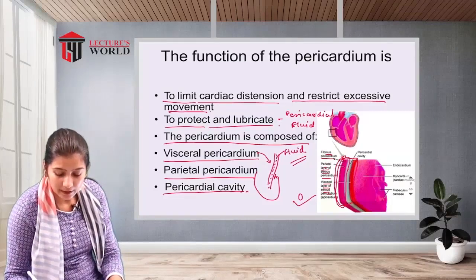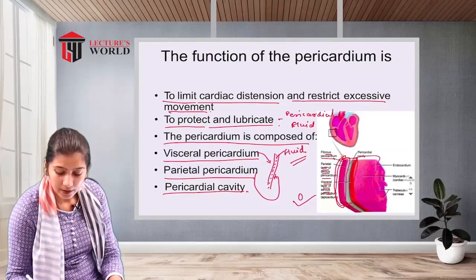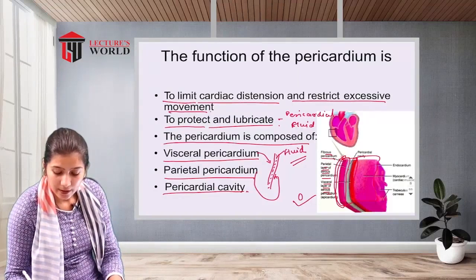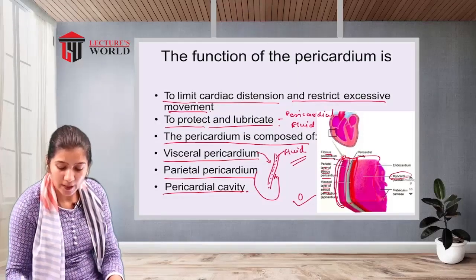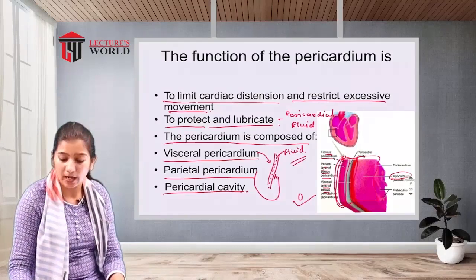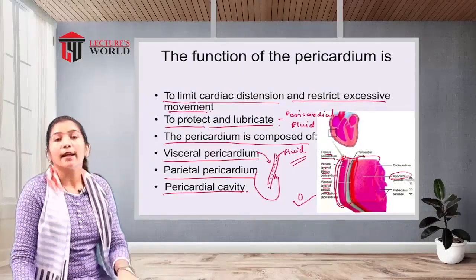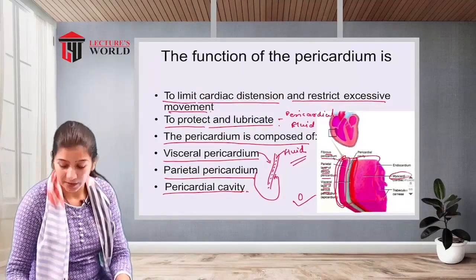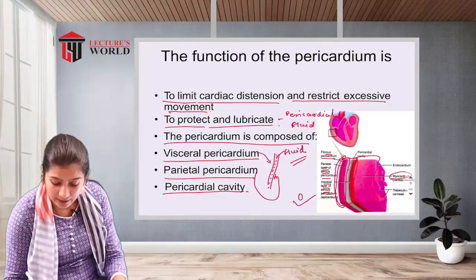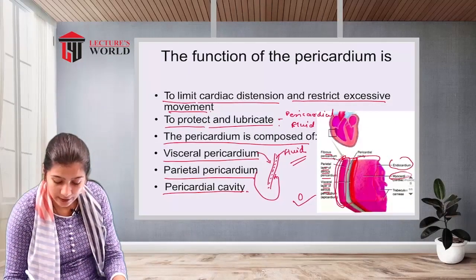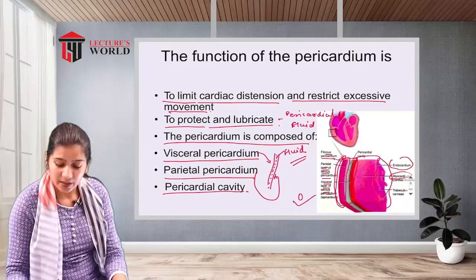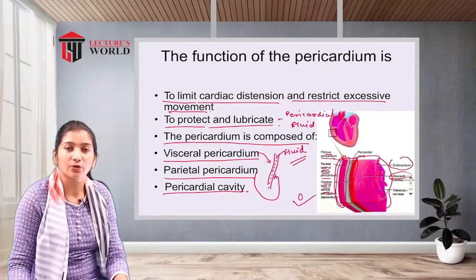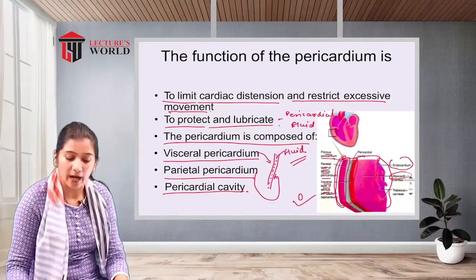The middle thing is the myocardium. Myocardium, that is a middle layer of the heart, and that is made up of the cardiac muscles. And the last is the endocardium. So this layer is known as an endocardium. So these all are the three layers of the heart.